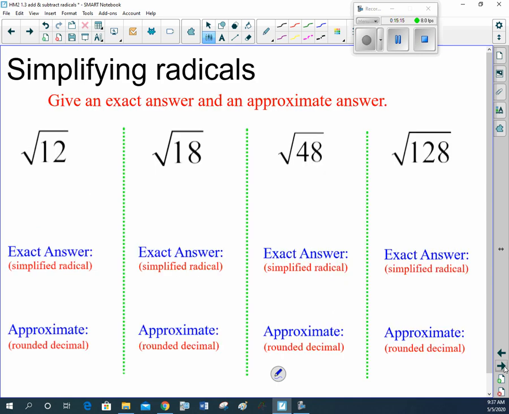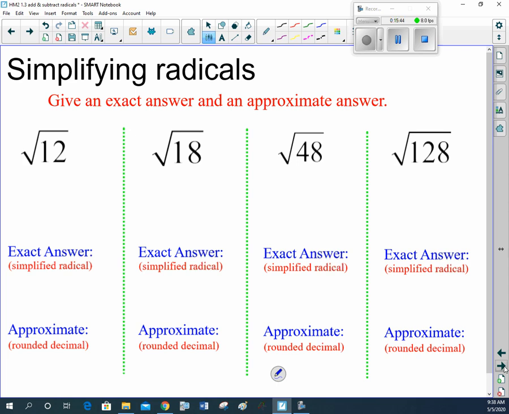Okay, so here, same thing. It says, give an exact answer and an approximate answer. You need to understand the difference between exact and approximate. This is the most missed concept on tests from here on out all year. I will say, give me an exact answer, and people will write me a decimal, and they'll tell me, but I rounded it, right? No, rounded decimals are approximate. That is not an exact answer.